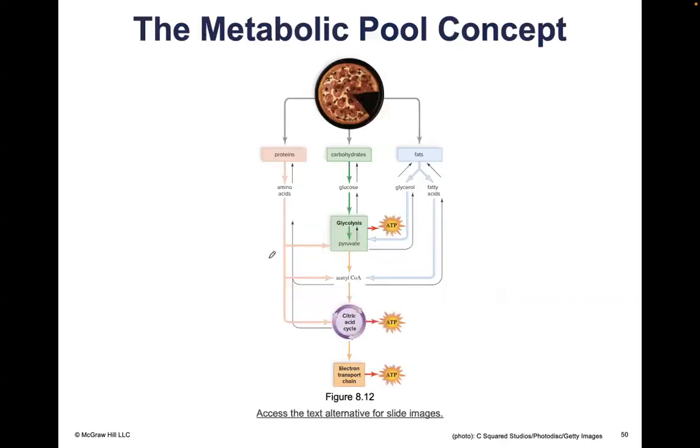Now take a look at this metabolic pool, which you see here. Protein reversibly converts to amino acids. That is to say, protein can become amino acid, and amino acid can also become protein. This leads to the citric acid cycle, which releases ATP. Finally, it leads to the electron transport chain reaction, which also releases ATP.